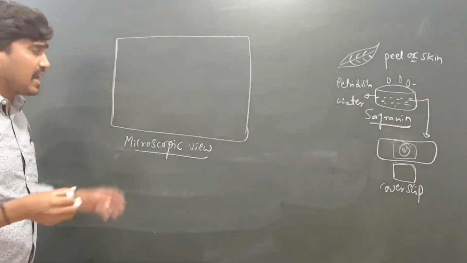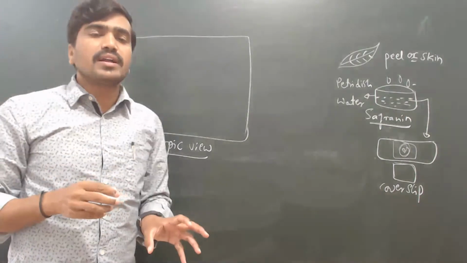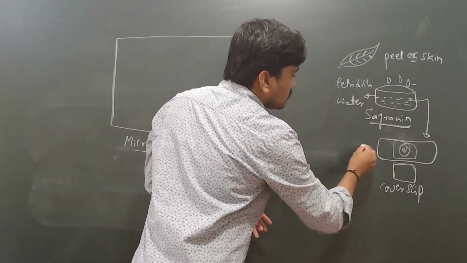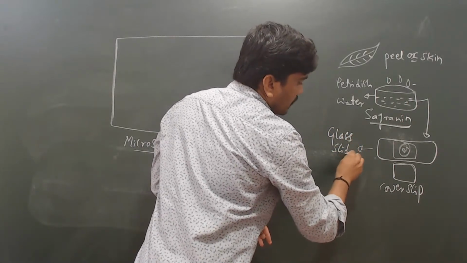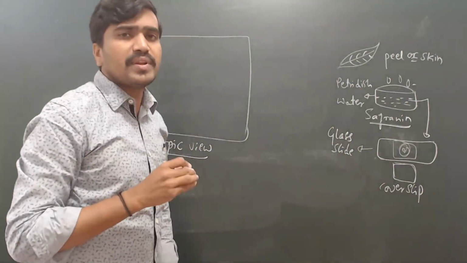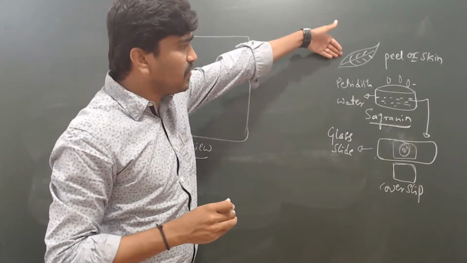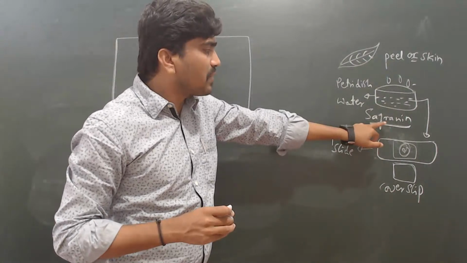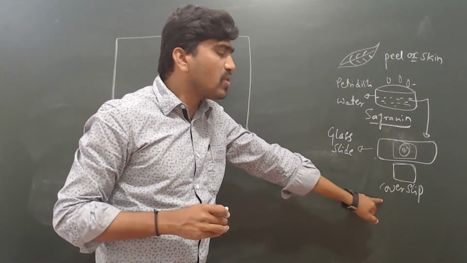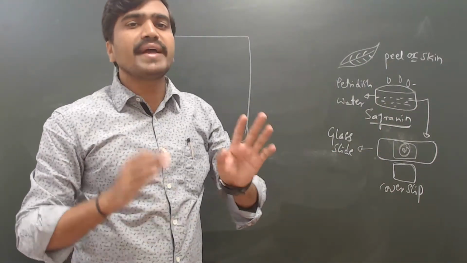I draw the structure like this only. You will observe it under the microscope when we are using this glass slide. Mainly, what do we need for this activity? Leaf, petri dish, water, peel, safranin, glass slide, cover slip, and finally a microscope.